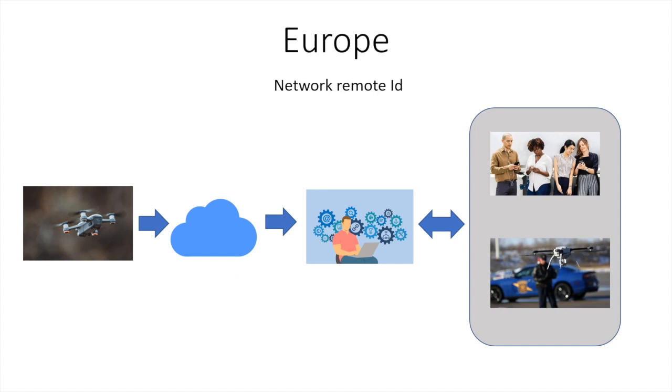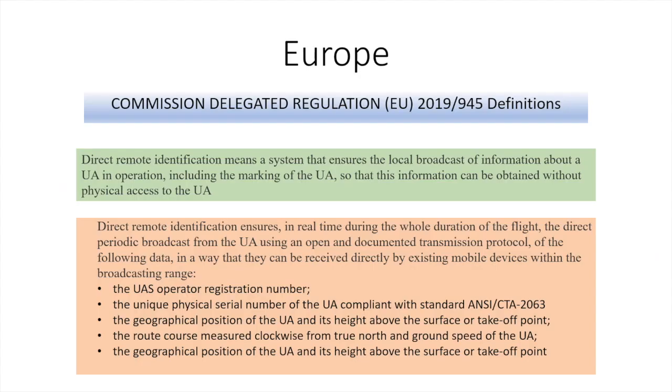On the contrary, the purpose of the network drone ID is to connect the drone in a secure way to the U-space. Network drone ID ensures the transmission from the drone in a way that it can be received through a network. Drones operating under U-space will be required to connect to U-space service providers using network drone ID. So, European regulations describe remote identification as a system that ensures the transmission of information about unmanned aircraft operation and its identity.